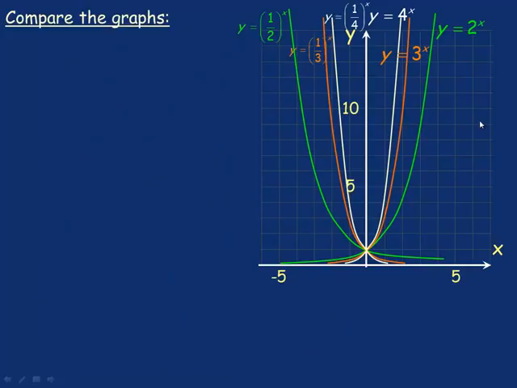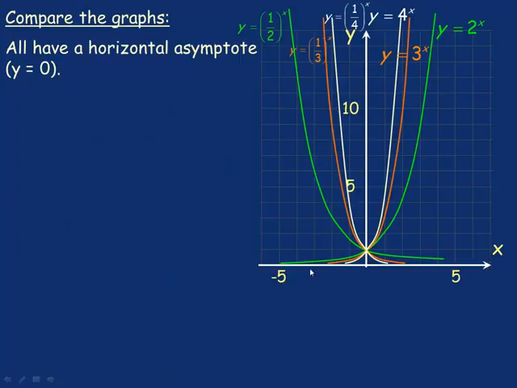So comparing the graphs, now one thing I'd like you to note is that all these functions have a horizontal asymptote. In this case, it's y equals 0. If you start getting into any transformations, like for a vertical shift, for example, then it wouldn't necessarily be y equals 0. It might be y equals some other constant. But all exponential functions have a horizontal asymptote somewhere.